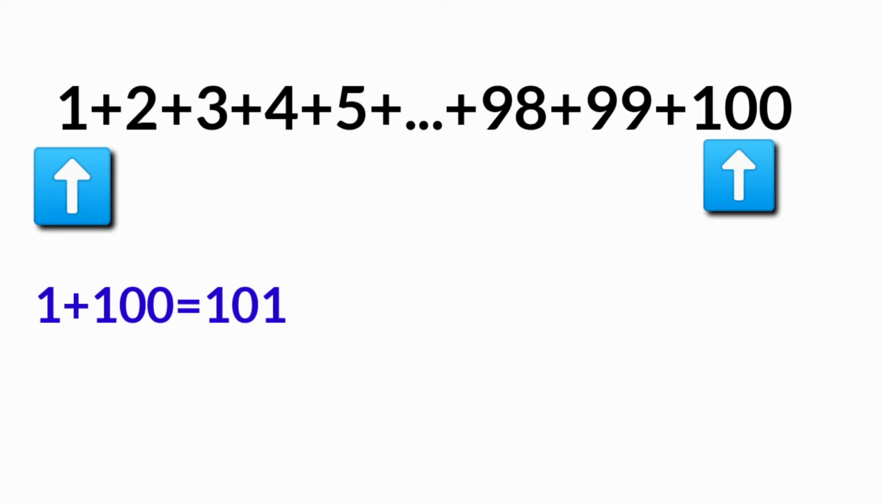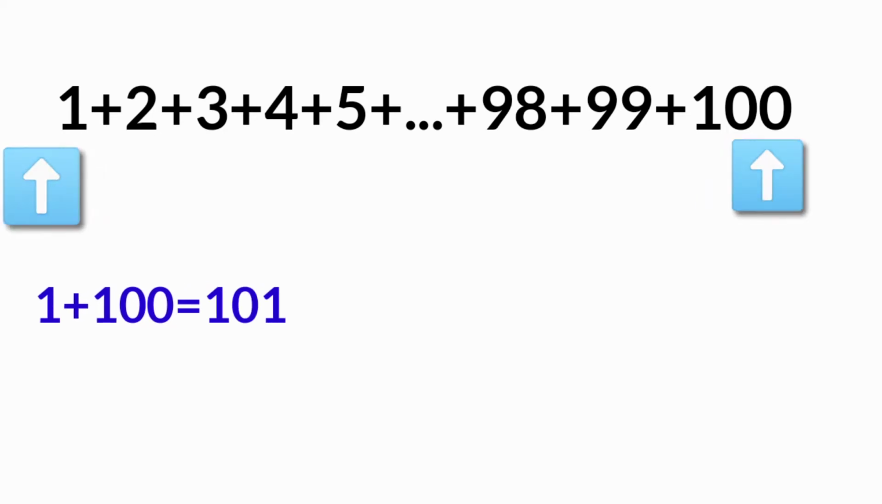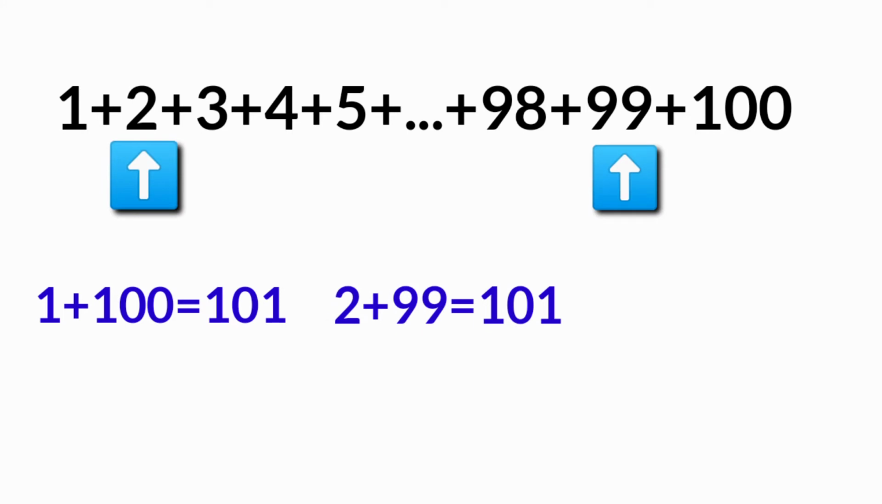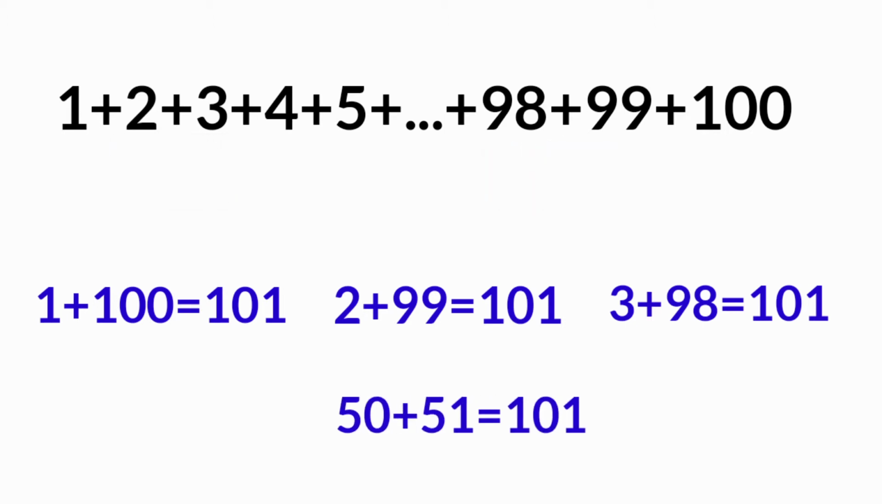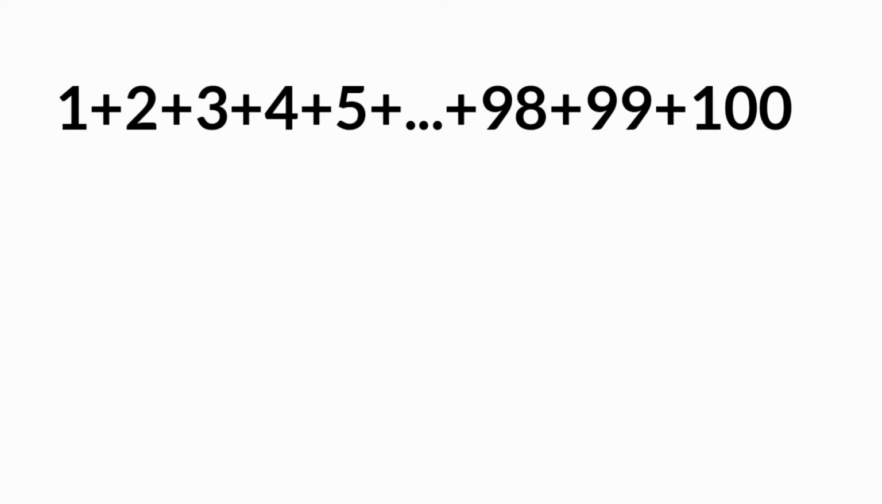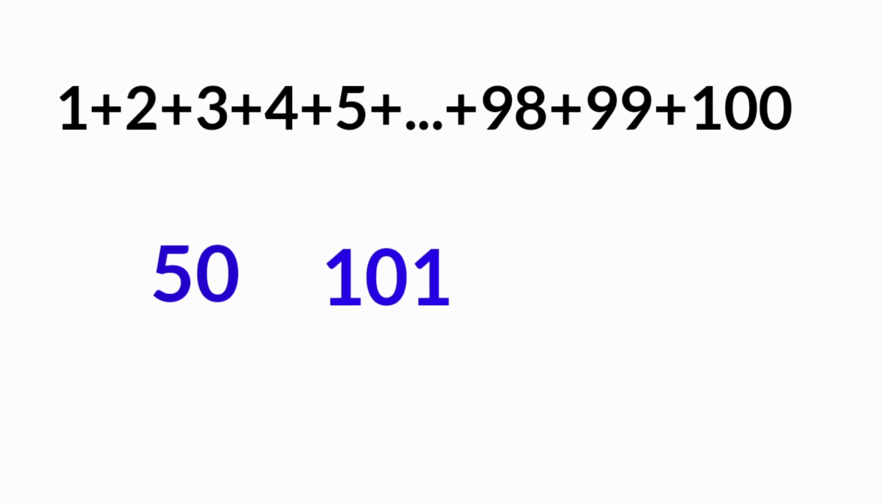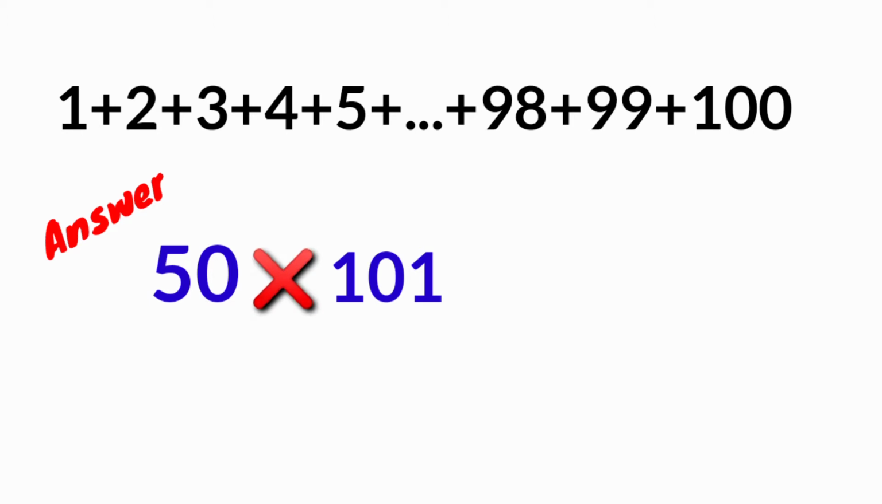1 plus 100 is equal to 101. 2 plus 99 is equal to 101. 3 plus 98 is equal to 101. And similarly, 50 plus 51 is equal to 101. So the series is actually 50 pairs and the sum of each pair is 101. So hence the answer is 101 times 50 is equal to 5050.